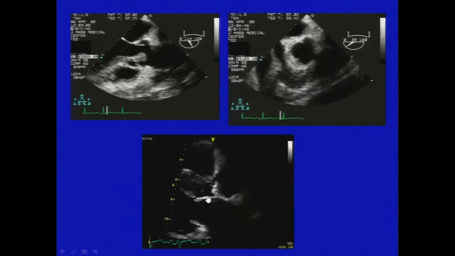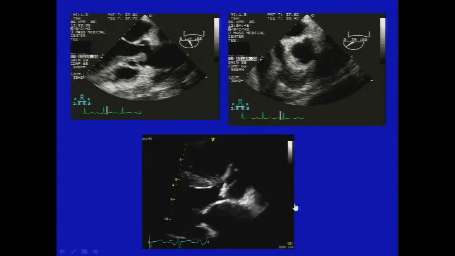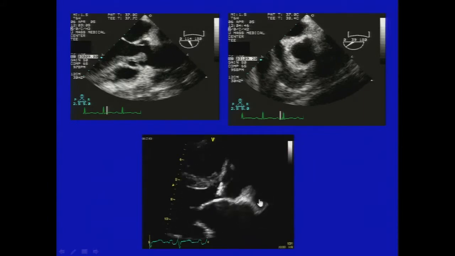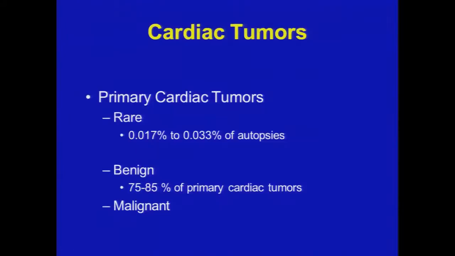And this is an example of a patient who has chronic or healed endocarditis. So the valvular lesion is calcified, and it's moving with the normal valve motion. Let's switch gears now and talk about the cardiac tumors.